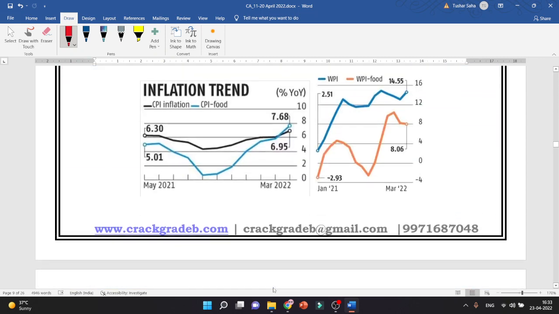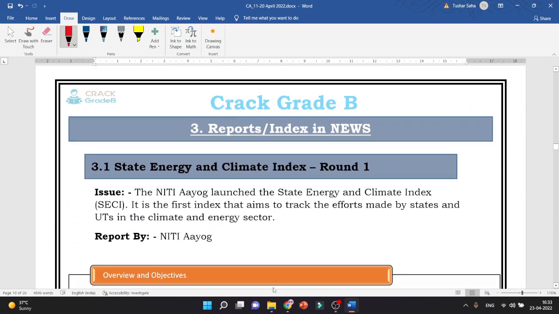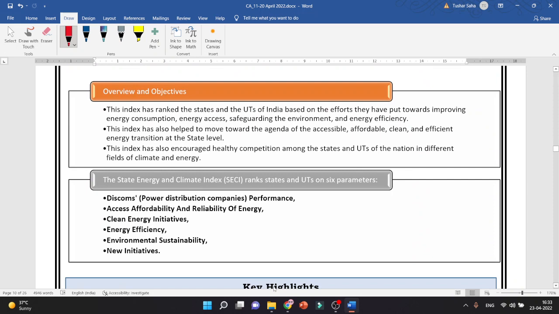So let's move further. State Energy and Climate Index, round 1. This is a report released by whom? Niti Aayog. This is the first index that aims to track the effort made by the states and union territories in the climate and energy sector.